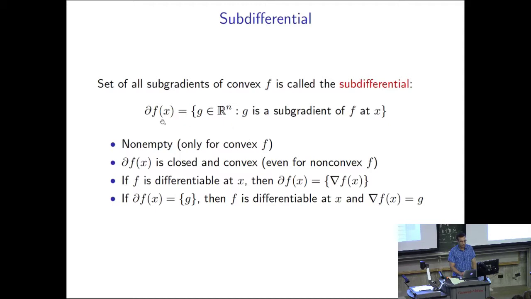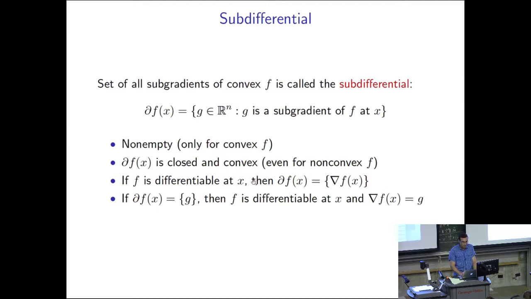So for non-convex functions, the subdifferential could be empty, right? We could have no subgradients, but it's always closed and convex. So the empty set is closed and convex, kind of vacuously, but even when it's non-empty for a non-convex function, the subdifferential itself as a set is always closed and convex. So if I have any two valid subgradients, then their convex combination will also be a valid subgradient. That's always true.